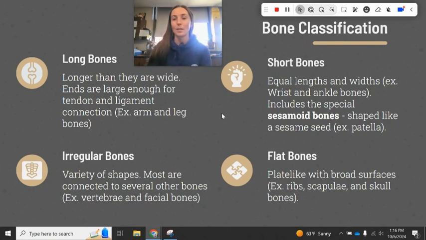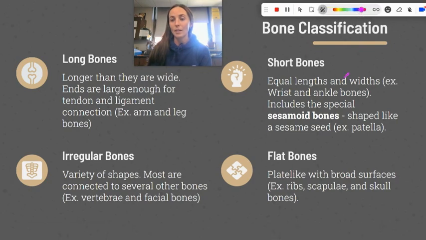And it is shaped like a sesame seed. So if you've never seen a sesame seed before, that sesamoid bone is going to look kind of like that, like a little teardrop, like a little seed. And an example of this would be our patella, or our kneecap.